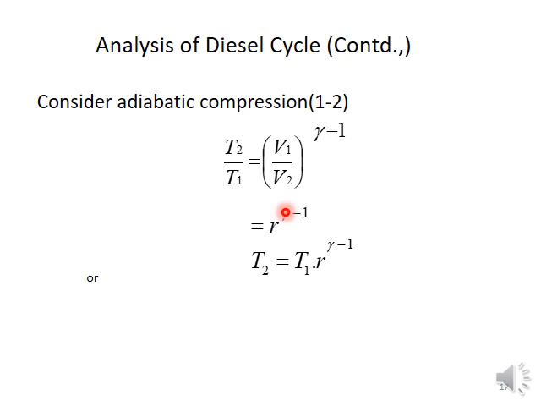T2 by T1 is equal to (V1 by V2) whole power gamma minus 1, and we know that the compression ratio is V1 by V2. So we replace V1 by V2 with r, giving r power gamma minus 1. Here T2 is equal to T1 r power gamma minus 1. So while solving problems, if the temperature T1 and the compression ratio are given, using the relation T2 by T1 is equal to (V1 by V2) whole power gamma minus 1, we can calculate the temperature at point 2.